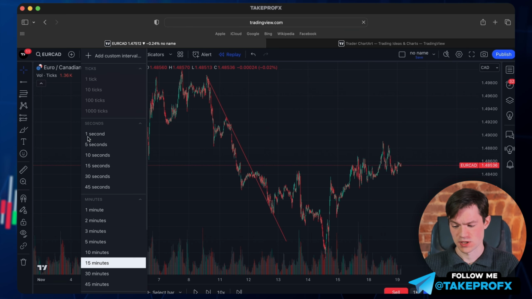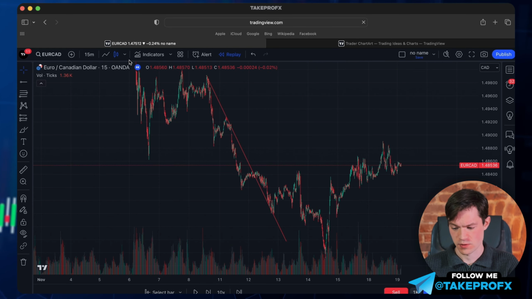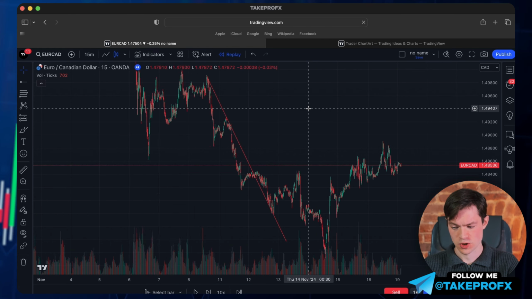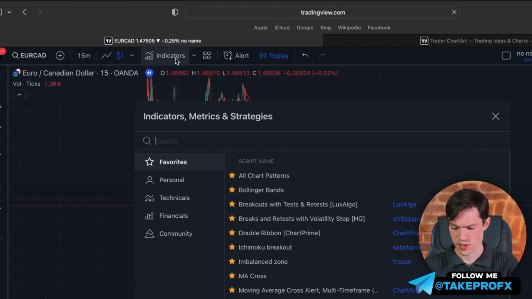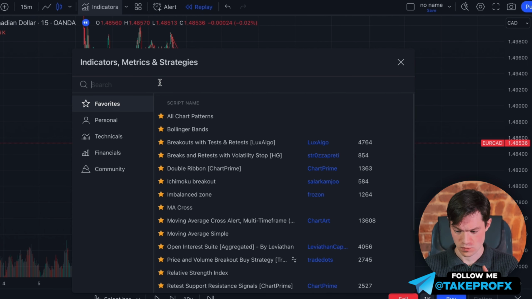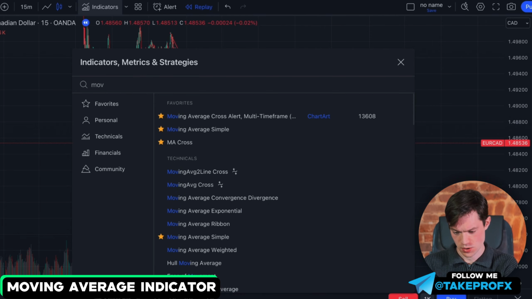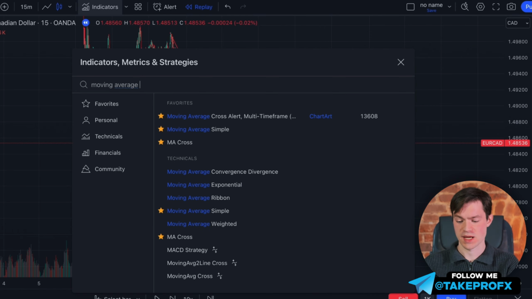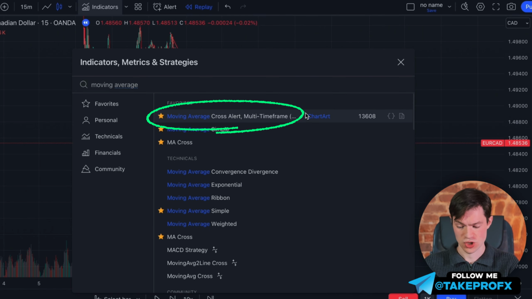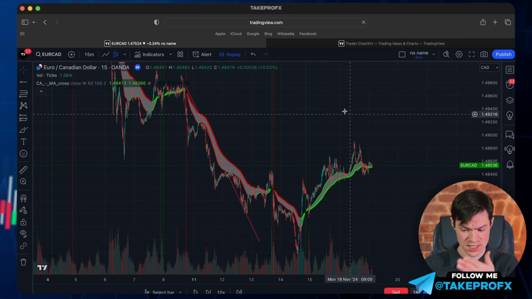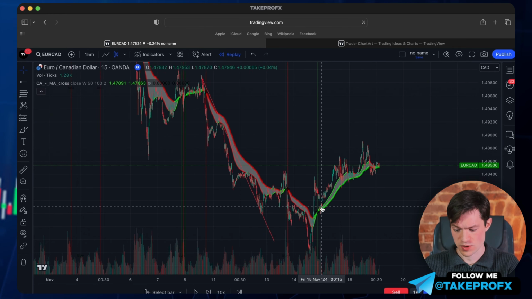We have a 15-minute time frame and a candlestick type of chart. We need to add 2 indicators to the trading view right now. The first indicator, which will help us to determine the change of trend, is an indicator which was built on the intersection of moving averages. So we write its name and add the moving average indicator from the ChartArt author. He has 13,500 users. On this example, we can perfectly see the entry point.